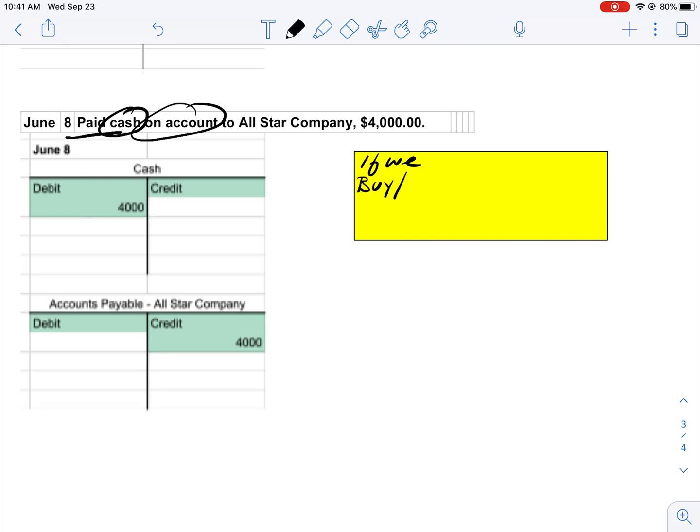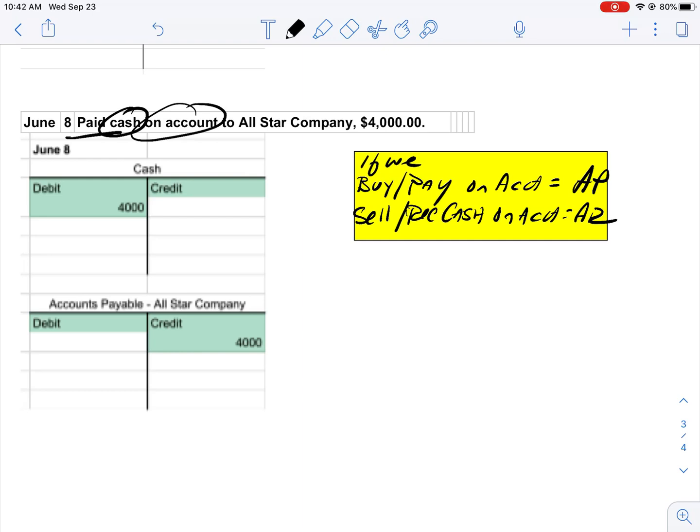So if we buy or pay on account, that's accounts payable. If we sell or receive cash on account, that's accounts receivable. Just thinking about this for a second here. Okay, so making sure that's correct, paid cash. So right here, if I read this back to you, this is saying we received cash.